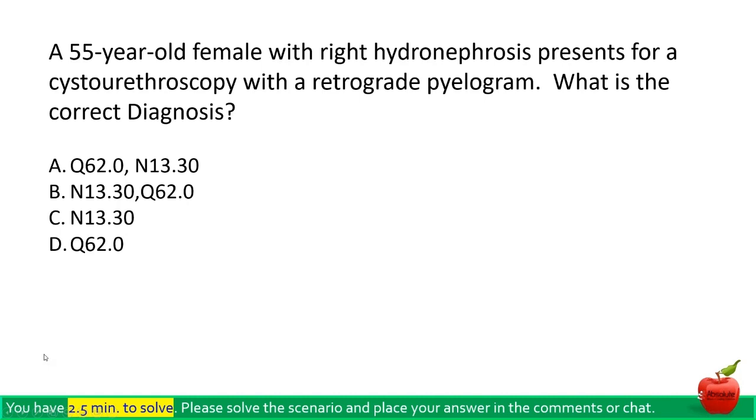A 55-year-old female with right hydronephrosis presents for a cystourethroscopy with a retrograde pyelogram. What is the correct diagnosis? All right, coders, you've got 2.5 minutes, and your time begins now.